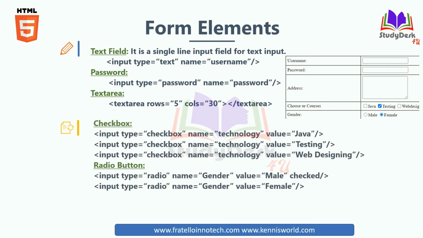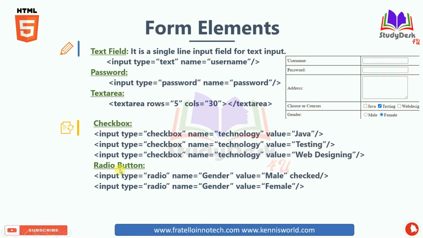The next one is checkboxes. These are used to check multiple options from the given checkboxes. In the image, I have added different options: Java, testing, and web designing. If you want to select multiple options, you can choose them using checkboxes. For that, input type equal to checkbox, name equal to technology, and value equal to Java. For the first one I have given Java, the next one testing, and the next one web designing. Like this, however many you want, you can write using different checkboxes.